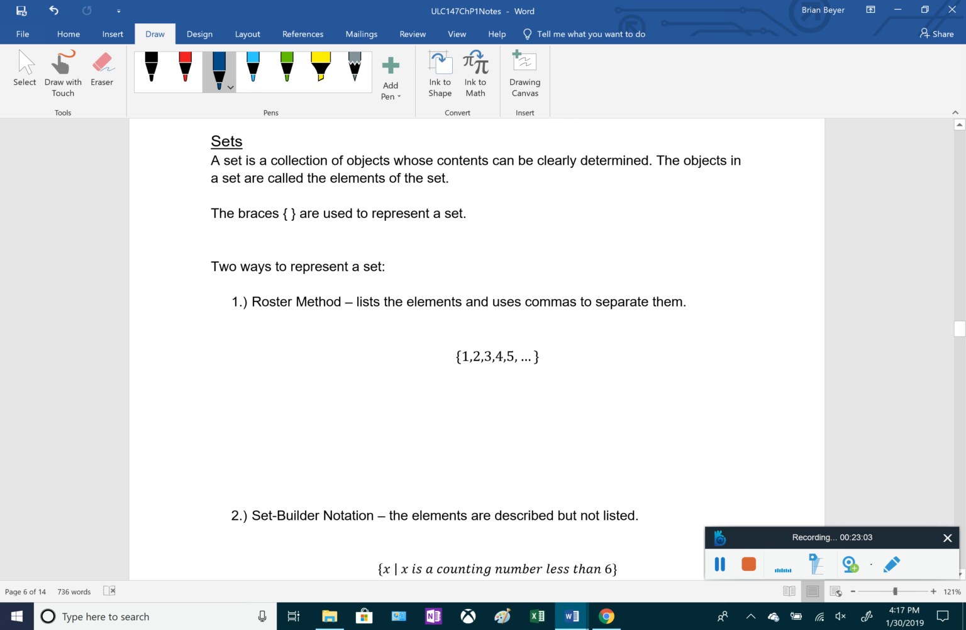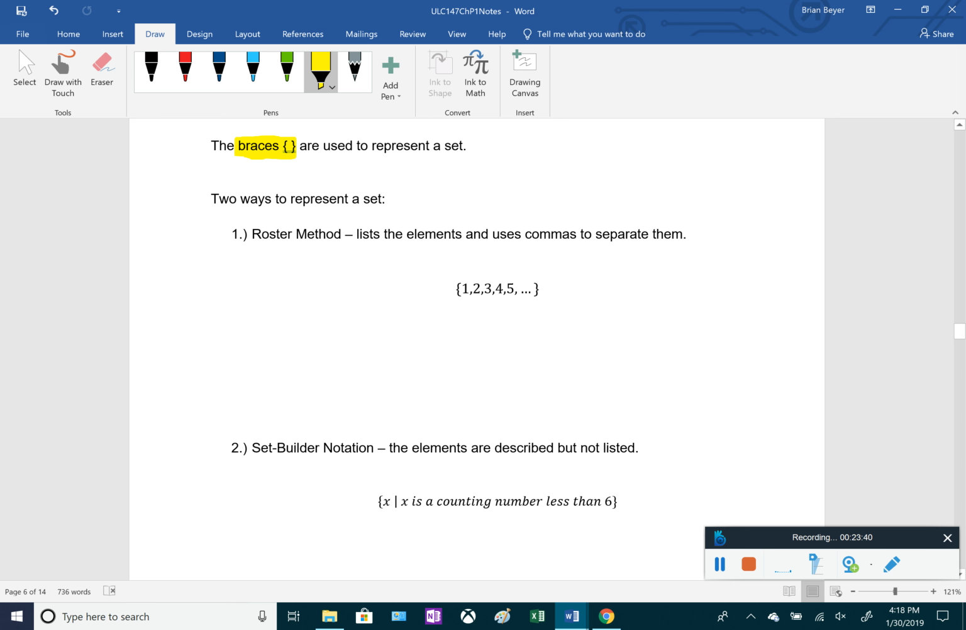Okay, so kind of switching gears here just for a little bit. We're going to get into sets of numbers. So we're going to be using this throughout the course. A set is just a collection of objects whose contents can be clearly determined. And the objects in a set are called the elements. So things inside of a set are just called elements of the set. And we denote a set using braces, which I call squiggly brackets, but they're technically called braces. So two ways to represent a set here. We're going to have the roster method and the set builder notation. We'll pretty much be using both of them.